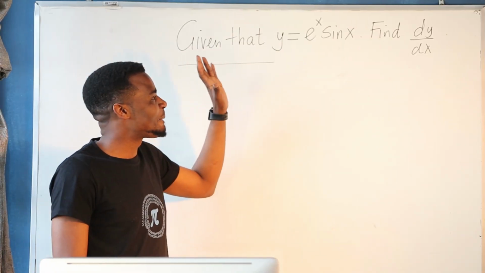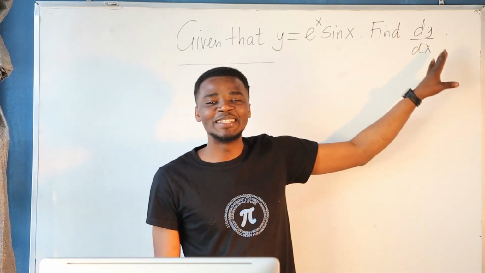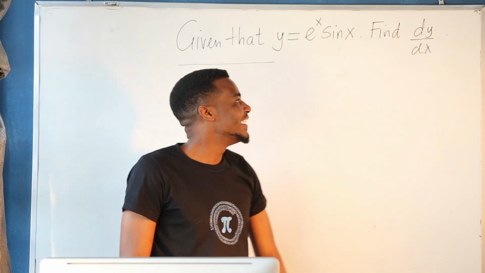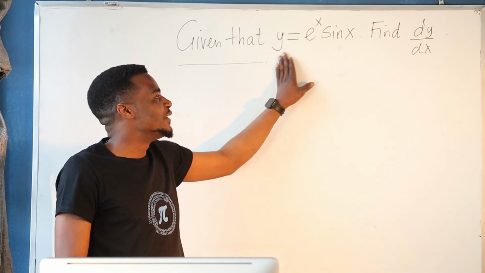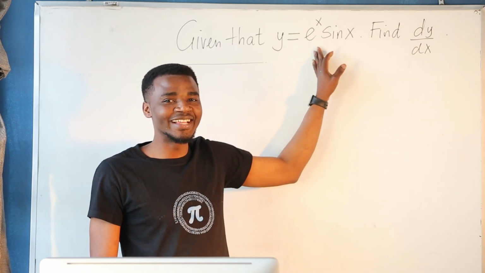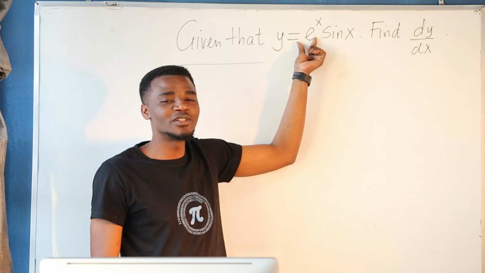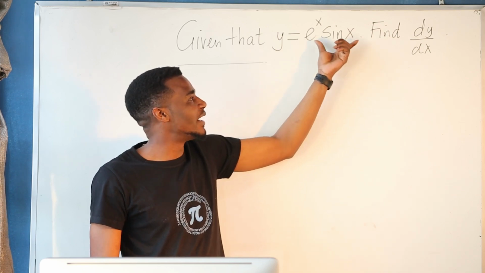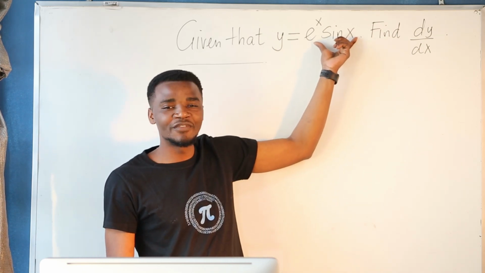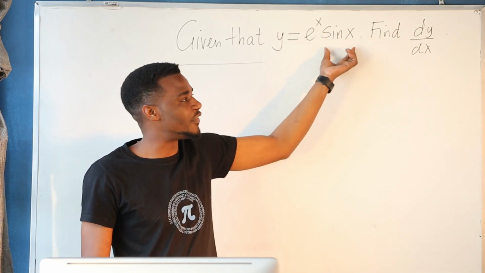Given that y is equivalent to e to the power of sine x, find dy/dx. How are we going to differentiate this function? And by the way, what type of function exactly is this one? If you take a closer look, we have an exponential function multiplied by a sine function, a trigonometric function. So this is a product of two functions.